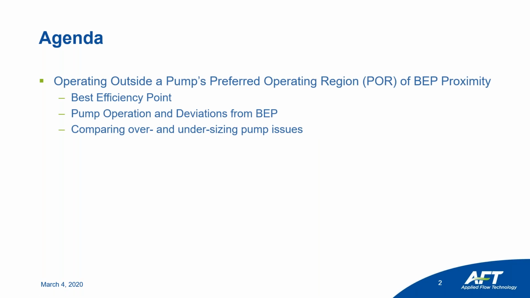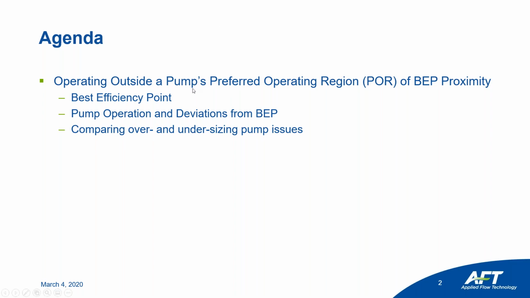First, we'll go over kind of a loose agenda. We'll see the different topics we want to start off with. To start off, we're going to look at operating outside of a pump's preferred operating region. We'll get into how a preferred operating region is defined, and we'll also go a little bit into what the best efficiency point is and what the importance of having a BEP proximity is.